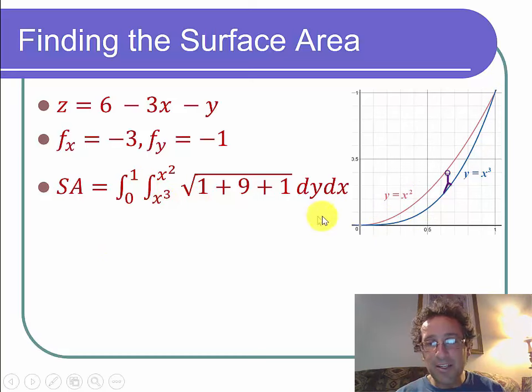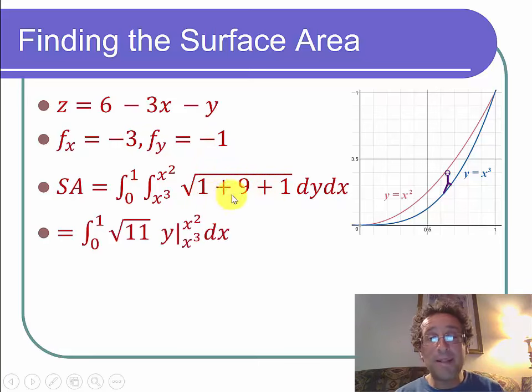And the feet were at x cubed, and the head were at x squared, so from x cubed to x squared. Then we have the square root of 1 plus fx squared plus fy squared. Notice that negative 3 squared is 9, and negative 1 squared is 1. Then I just do a little arithmetic. 1 plus 9 plus 1 is 11.